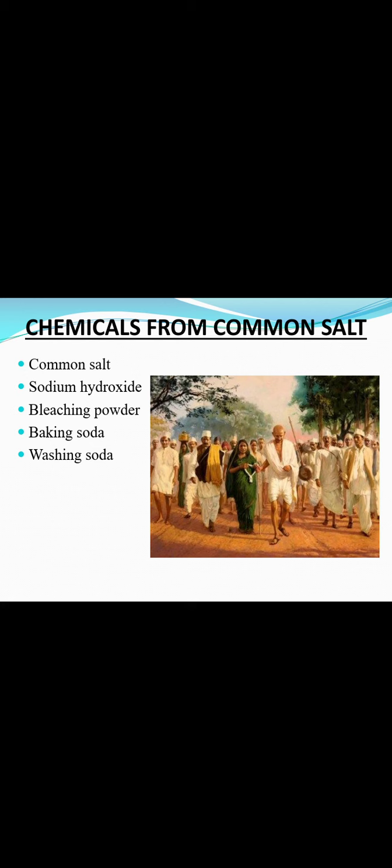Next is bleaching powder. We have already come to know that chlorine is produced during the electrolysis of aqueous solution of sodium chloride, that is brine. This chlorine gas is used for the manufacture of bleaching powder. It is produced by the action of chlorine on dry slaked lime, that is Ca(OH)2. Bleaching powder is represented as CaOCl2, though the actual composition is quite complex.